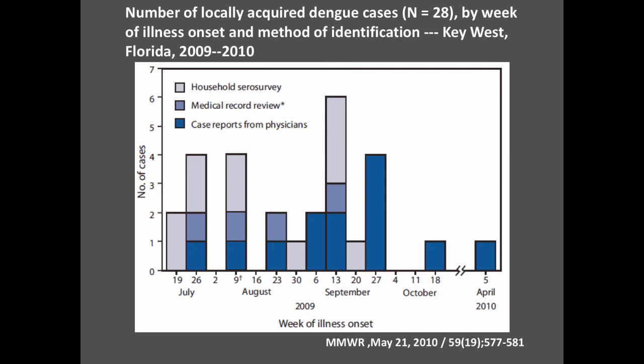Just a thing from the CDC showing cases in Key West. This was in 2009, where you had an incidence of locally transmitted dengue, so not patients who were coming back from South America, but the mosquitoes in the local area were actually transmitting this virus.